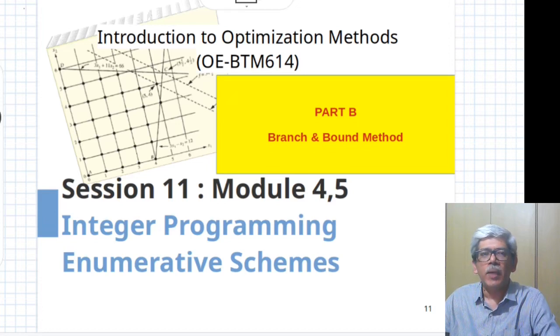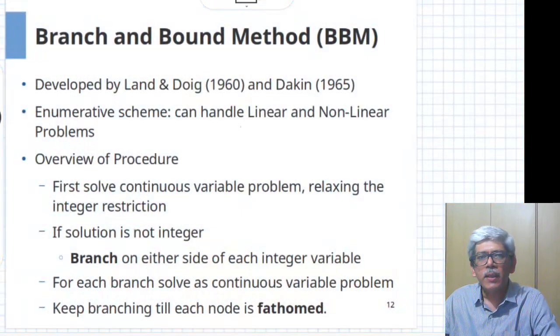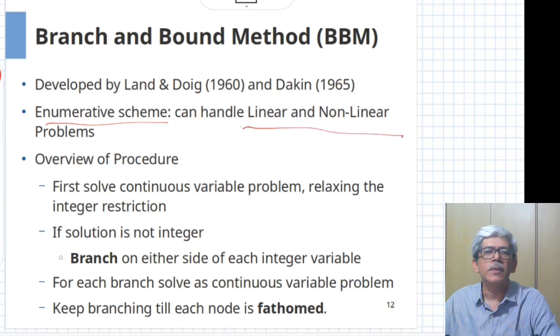Let's have a look at the branch and bound method, or simply the BBM method. This method was developed in 1965 by Land and Doig and Dakin. It is an enumerative scheme and it can handle both linear as well as non-linear problems. To summarize, how this method works is as follows.